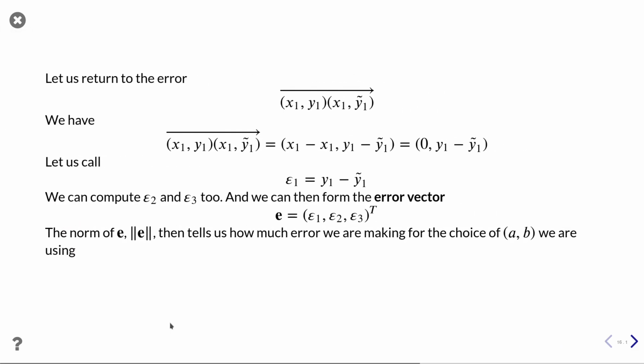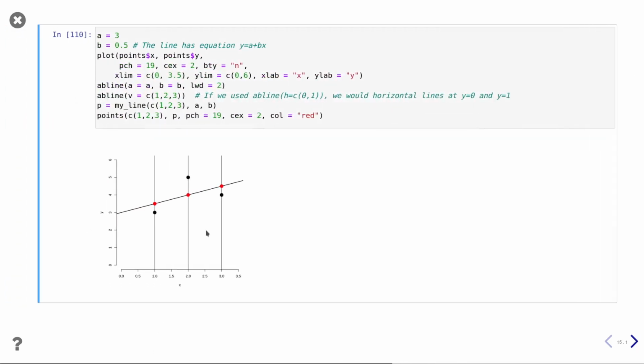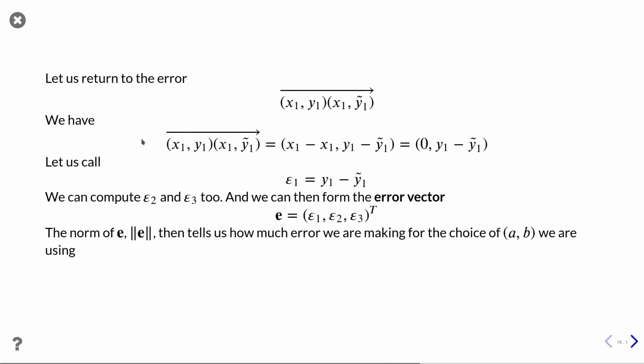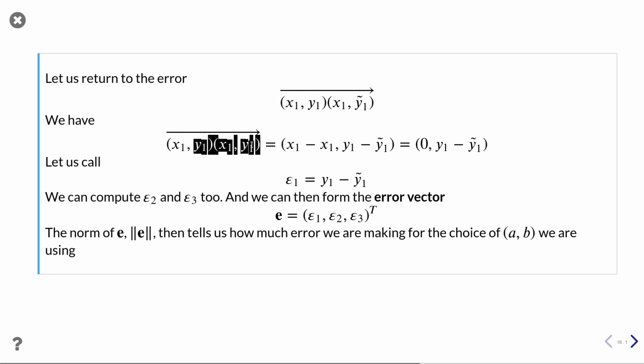Now, let's go back to that error that we wrote before. So I said the error is simply the vector between the red and the black. Now, if you look at this vector here, you simply compute the values of the vector that goes from x1, y1 to x1, y1 tilde.